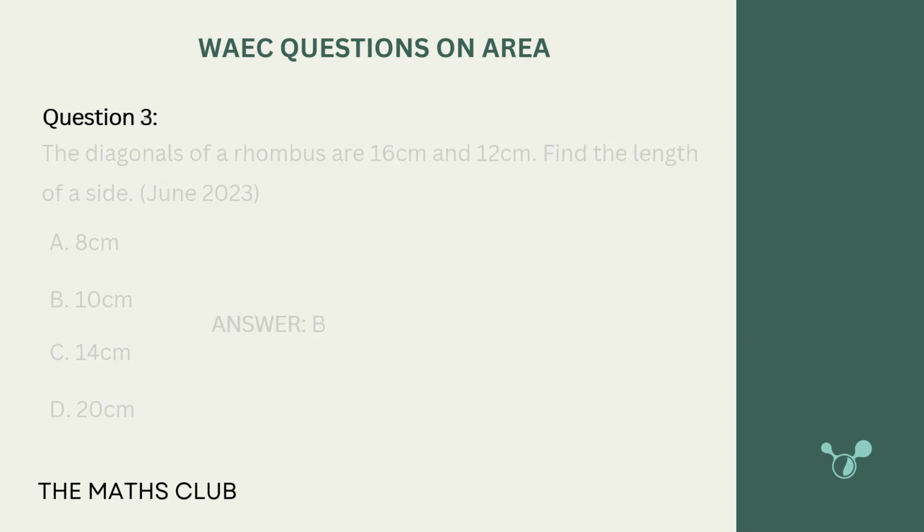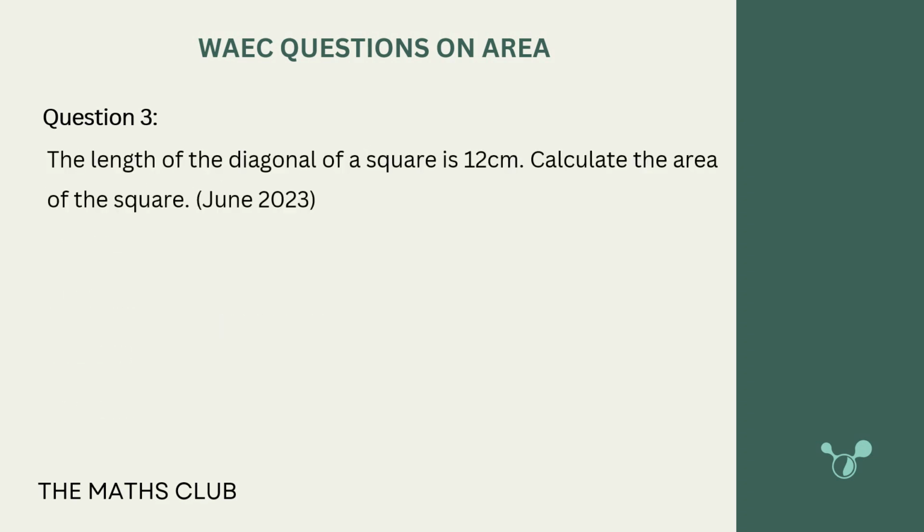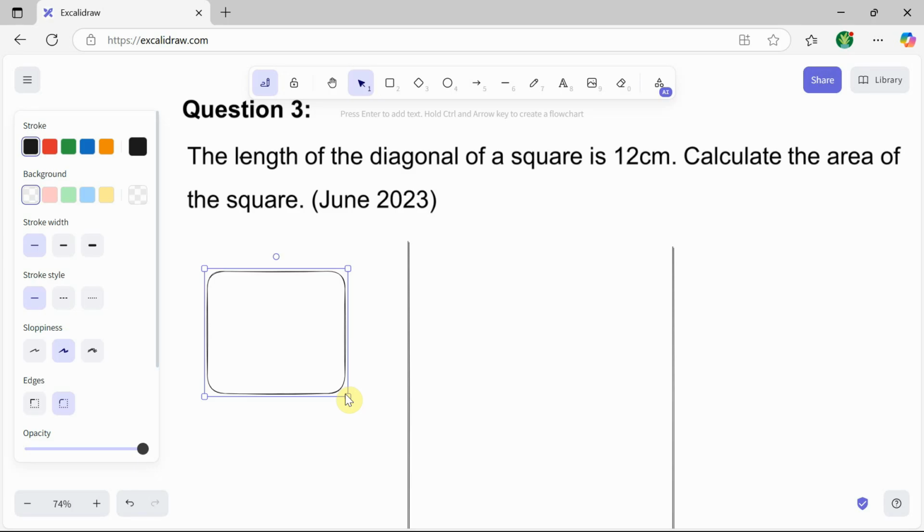Great. Question 3 says that the length of a diagonal of a square is 12 centimeter. Calculate the area of the square. This is taken from June 2023. Remember, they did not say the length of a side of a square. They said the length of the diagonal. So you have to be very careful about that. Let's solve it together. If this is a square and we want to get the diagonals, this will be something like this, the first diagonal, and the second diagonal will be something like this.